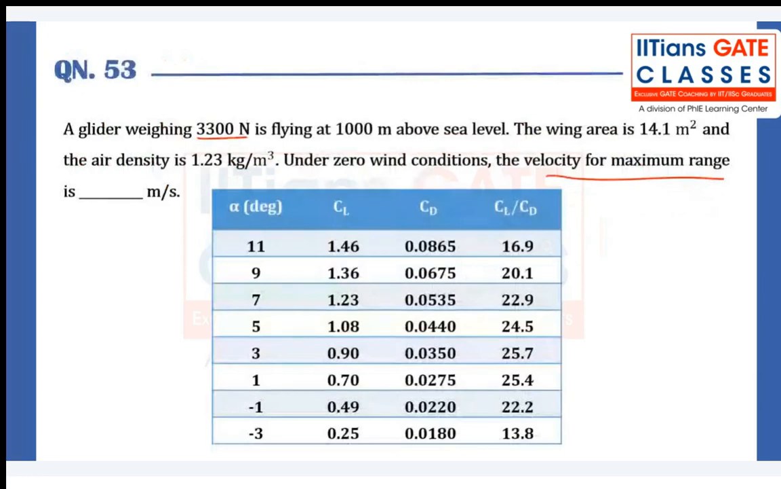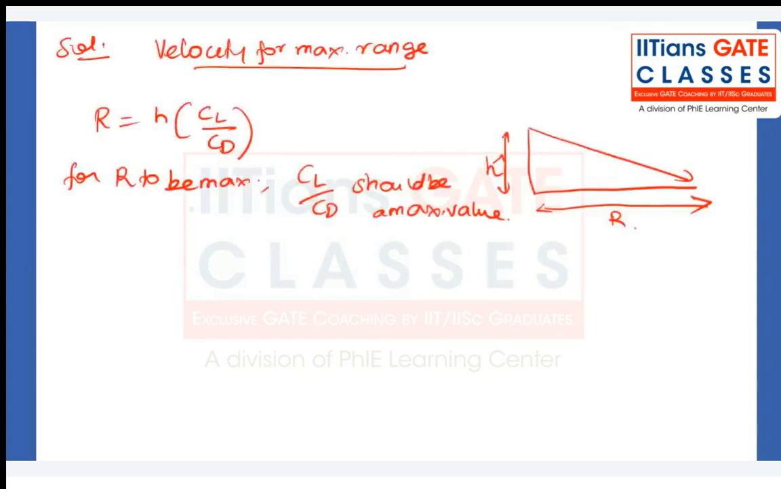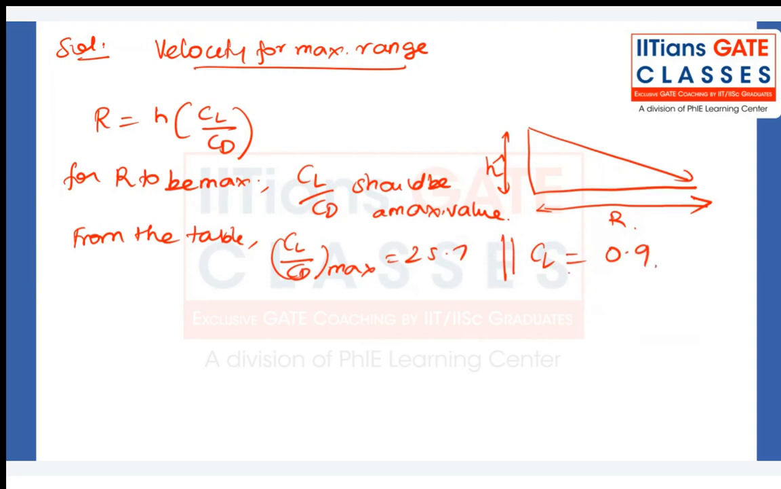So if I go back to the table, look at the values that are given over there. Which is the maximum value? You have 16, 20, 22, 24, 25.7, right? So that is my maximum value, and the corresponding CL value is 0.9. So let's take that. From the table, CL by CD max is 25.7 and CL is given as 0.9, right?